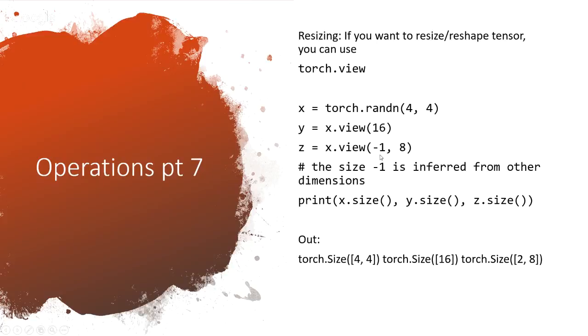Resizing. If you want to resize or reshape a tensor, you can use torch.view. So if you get x equals torch.randn, give it 4 by 4, and as you can see now, if we print them out, it will give us the size, which gives us the shape. Basically, that will give us what we inputted there, as you can see.